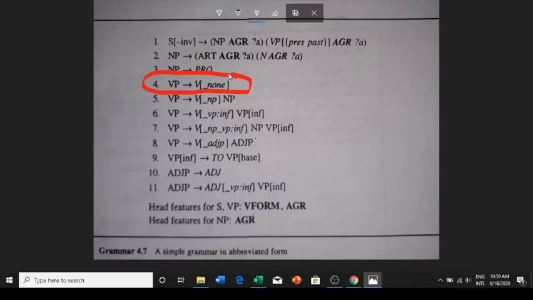And again we are going to analyze the mother and head constituent. Here mother is VP and head constituent is your V. So what are the features they are going to share? They are going to share vform and AGR.